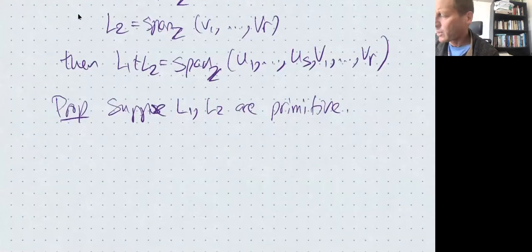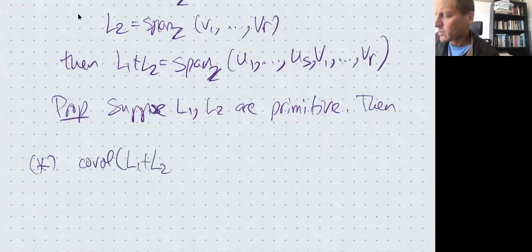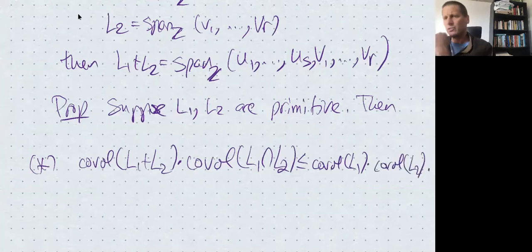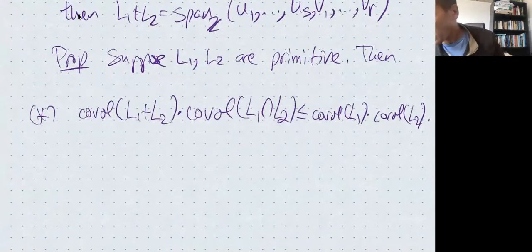Then you have the following inequality. The covolume of L1 plus L2 multiplied by the covolume of L1 intersect L2 is less than the covolume of L1 times the covolume of L2. So this is going to be a very helpful inequality. I think I don't have time to prove it now, but this is going to be crucial next week. And so let's prove this.